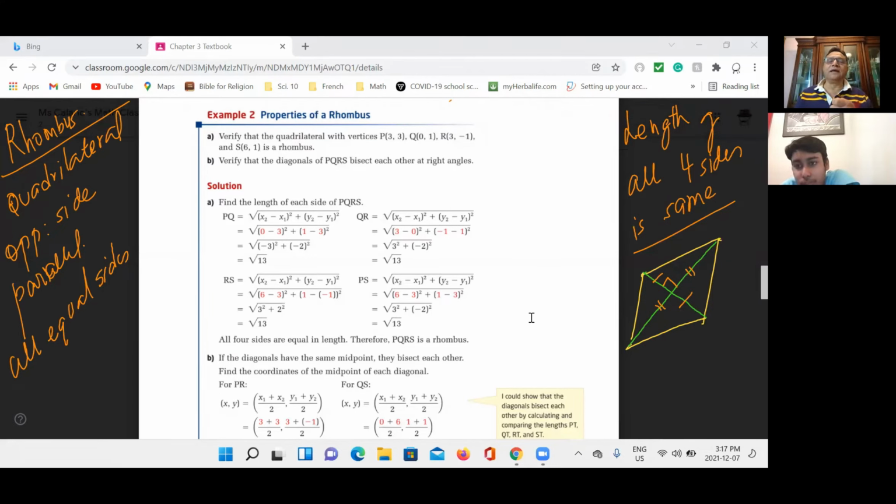So that's the best way of finding the midpoint, or the center, or point of intersection of the diagonals when we are talking about a rhombus. Is that clear to you?